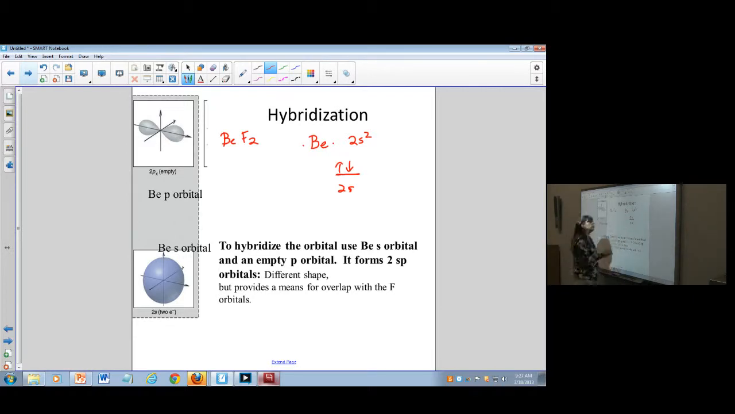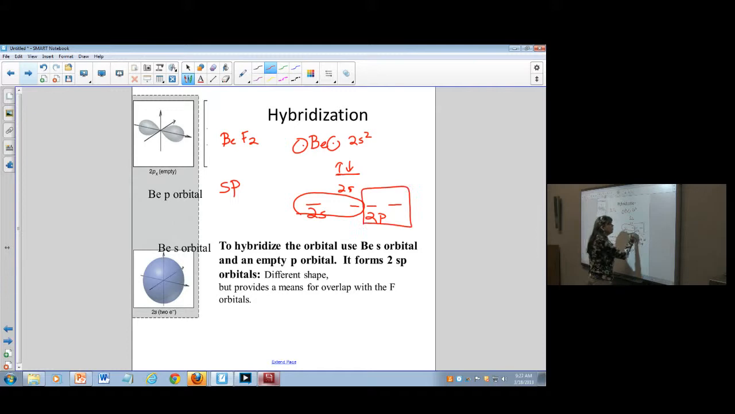But this is in group 2, and that means there are still p orbitals there. So we have 2s and 2 p's. They just aren't being used. So in order to make 2 places to bond, here and here, we're going to spread out those electrons into 2 different orbitals. Therefore, we'll have to hybridize an s orbital and one of the p orbitals. Just one.